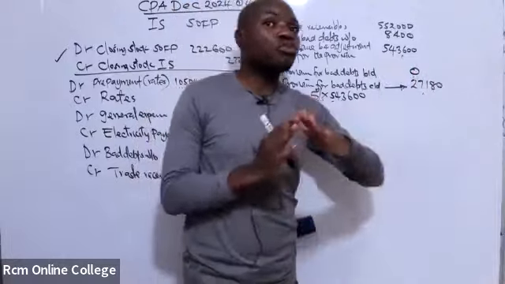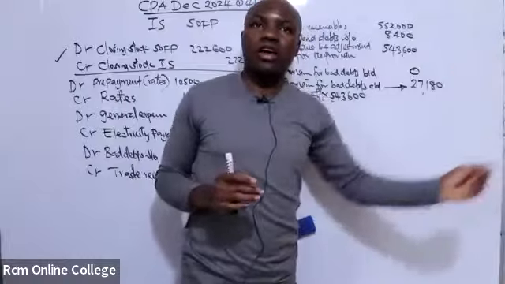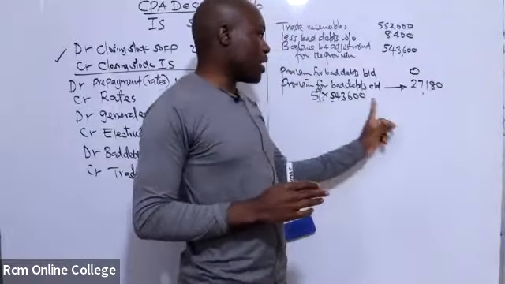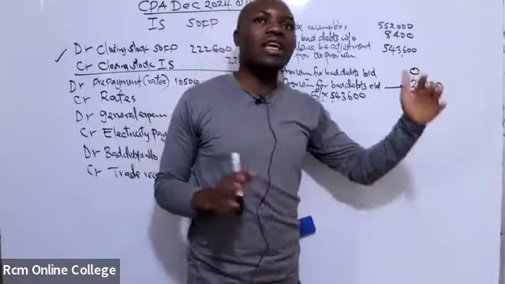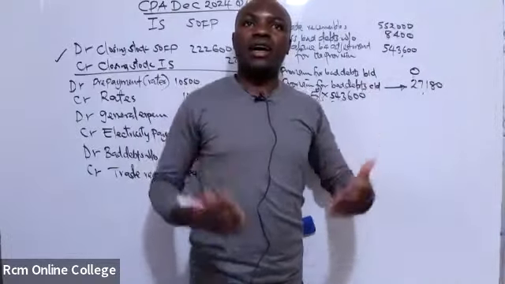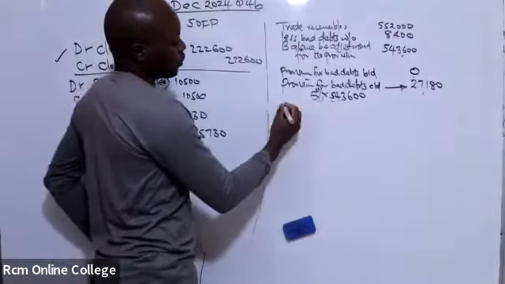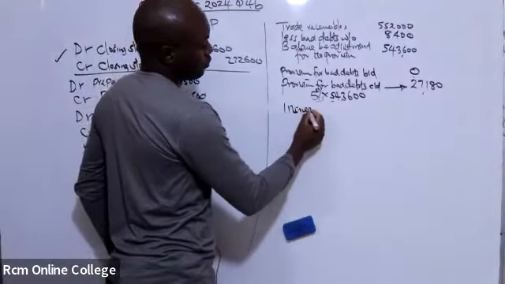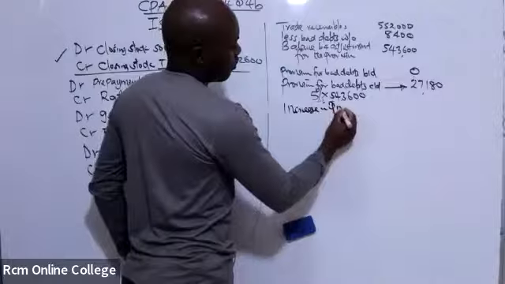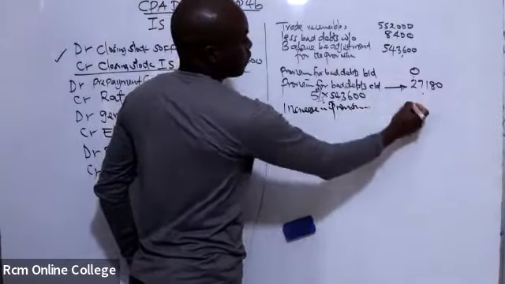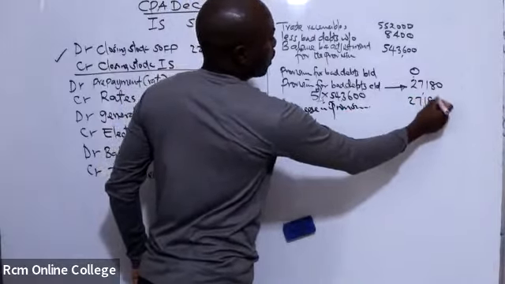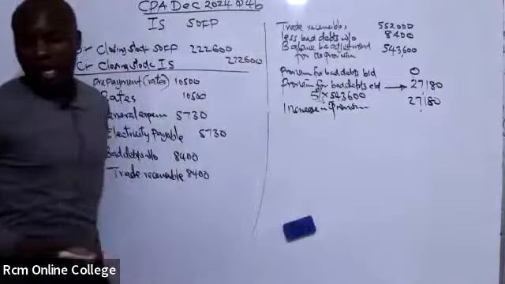There was no amount put aside at the beginning of the year, which means if this is to happen at the end of the year, the entire 27,180 will be treated as an expense. So increase in provision is 27,180, and the entire amount becomes an expense.